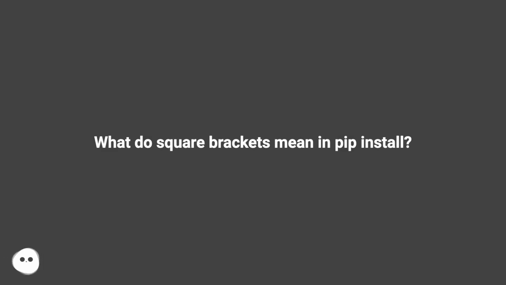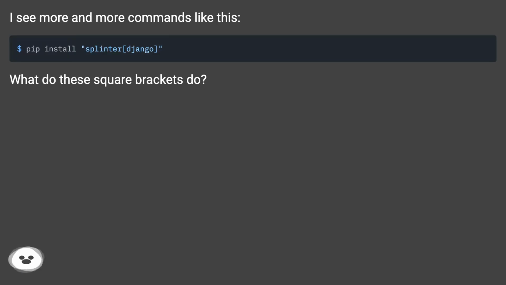What do square brackets mean in pip install? I see more and more commands like this. What do these square brackets do?